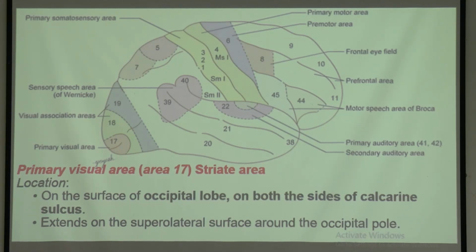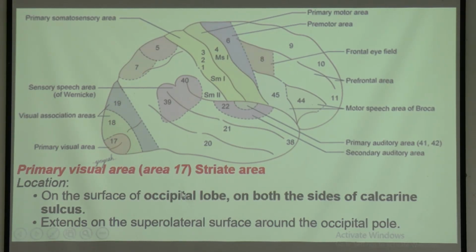What area 8 is doing is controlling the movements of the eye. That means extraocular muscle movement is controlled by this, and these two are working together, conjoined. That means this area is working on the opposite side as well. So these things you have to keep in mind.